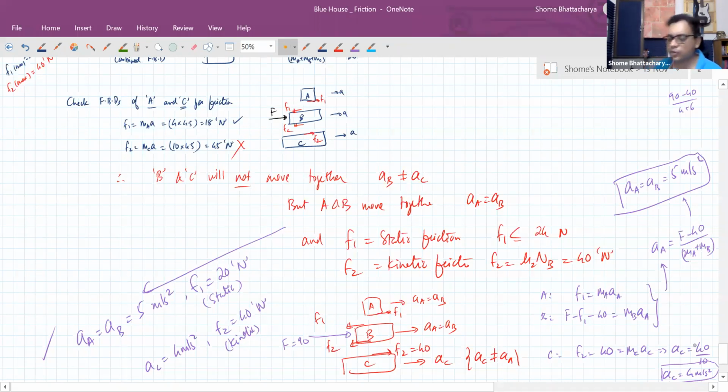You first find out what are the limiting frictions available to you. Then you start with the assumption that if there is no slipping anywhere, then what is the common acceleration? And then from that common acceleration, you check the free body diagrams of required blocks to find out how much friction is needed for your condition. So if that much friction is available, then your assumption is correct. If that is not available, then your assumption is wrong. So you have to change it to slipping. And the moment you change it to slipping, you know the friction acting is kinetic friction. So it's not an unknown quantity, it's a known quantity.